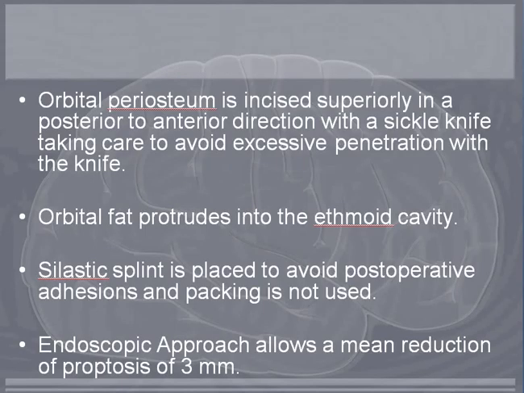Orbital periosteum is incised superiorly in a posterior to anterior direction with a sickle knife, taking care to avoid excessive penetration with the knife. Orbital fat protrudes into the ethmoid cavity. A Silastic splint is placed to avoid postoperative adhesions and packing is not used. The endoscopic approach allows a mean reduction of proptosis of 3 mm.